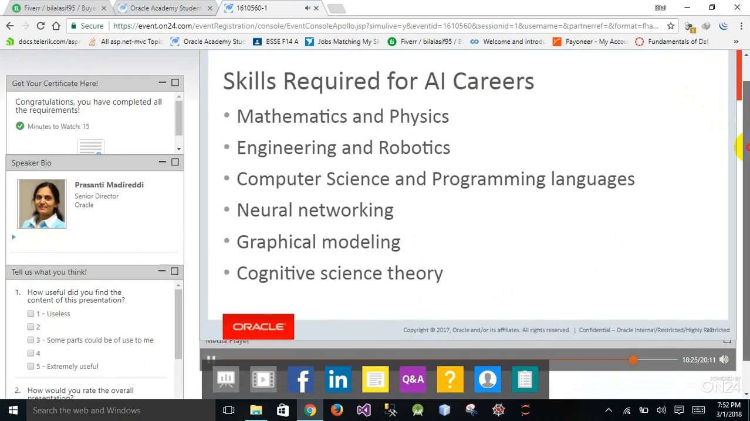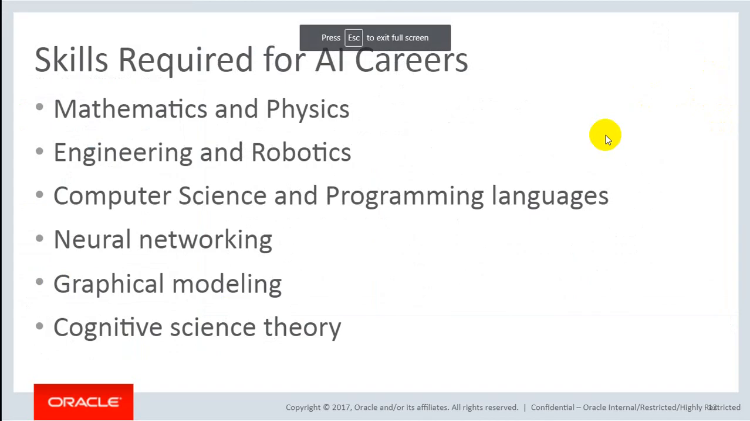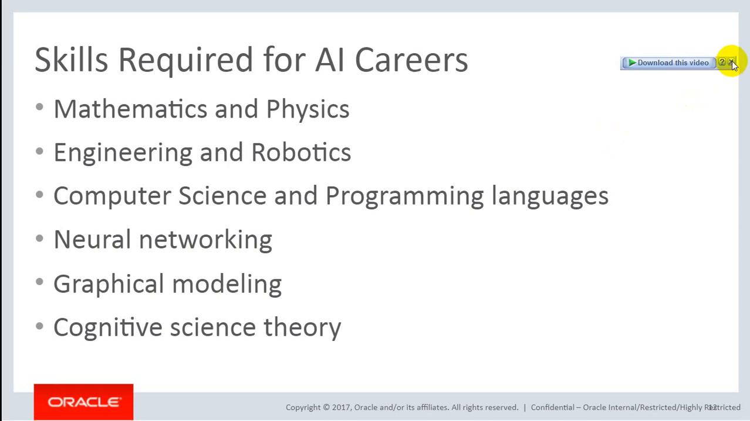So what are the skills that are required for AI careers? There are various skills that one can acquire for pursuing a career in AI. Depending on the area of interest, the skills listed here are all useful for a career in AI. Various levels of math, algebra, algorithms, calculus, probability, statistics, physics, engineering, robotics, computer sciences, neural networking, graphical modeling, and cognitive science theory. These are all the skills that will help you to build careers in artificial intelligence.